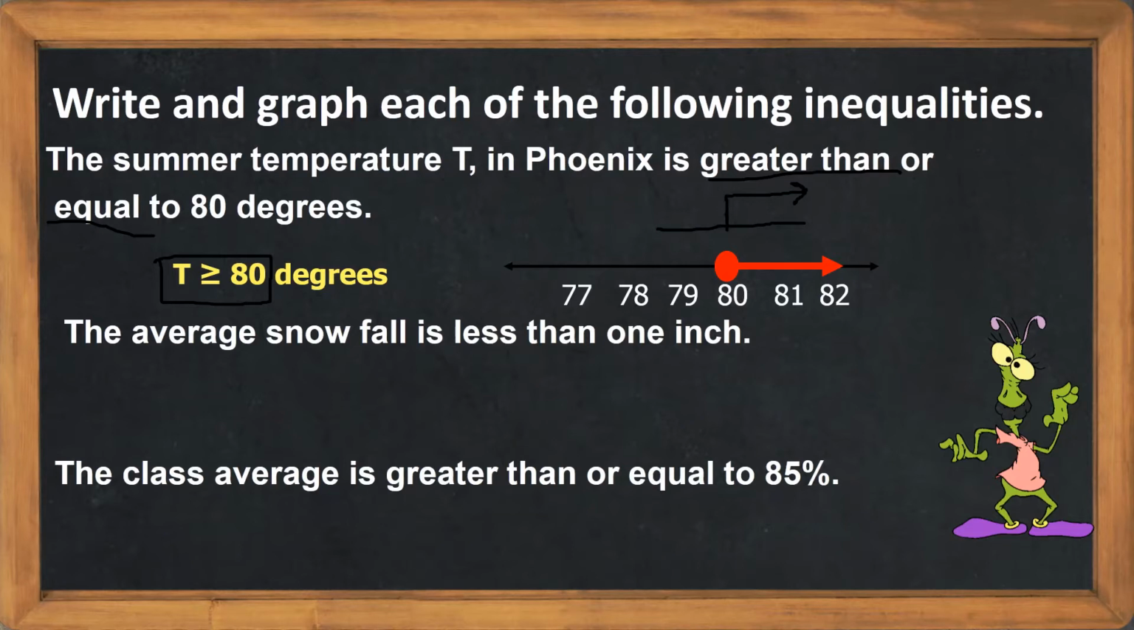When I say less than, it's strictly less, which means 1 inch is not included. So that's how we represent it. The snowfall is strictly less than 1, so we don't have "or equal". That's why if you look at the circle here, it's empty from inside, because 1 is not included in my interval. And less than means all the numbers that are less than 1. So as you can see, it goes to the left side.